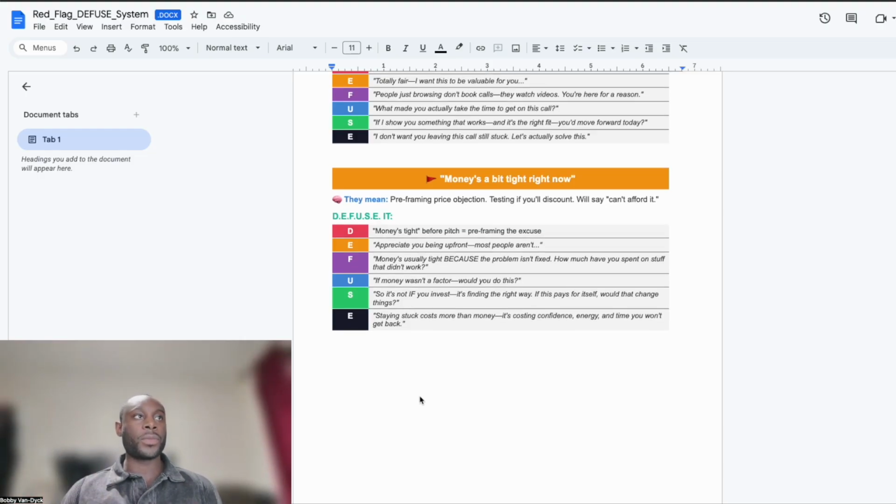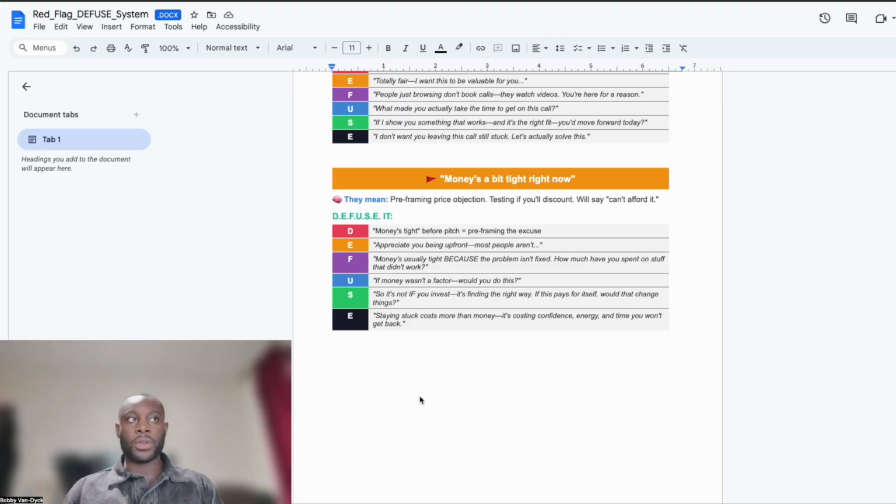Another example: money's a bit tight right now. They say this during the discovery, right? They're trying to take frame and let you know that they're not spending money, or they're testing for a discount. What are you going to do if I tell you the money's a bit tight? They're testing. So if that happens, before the pitch, of course, we're going to say, I appreciate you being upfront. Most people aren't, which is true.